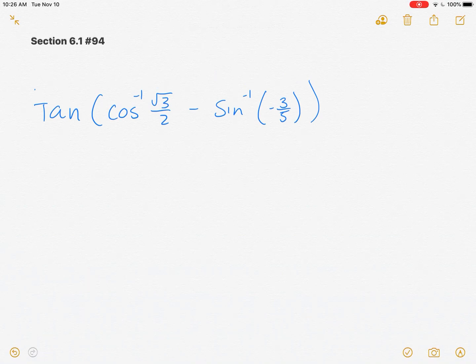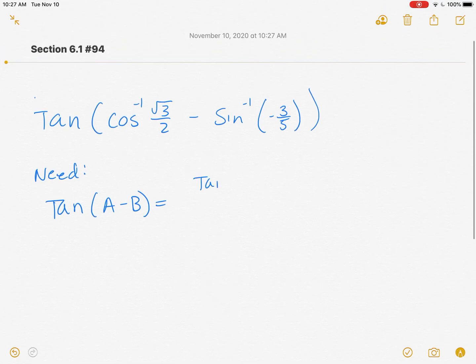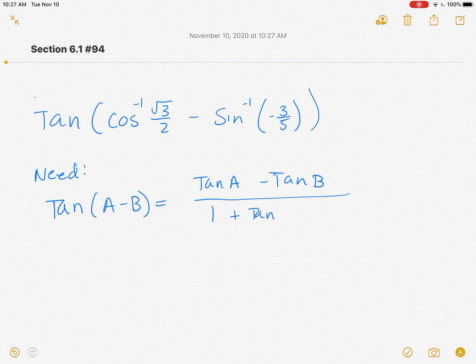And so there's a couple of things that I need. Let me just write that out. The first thing we need to know is what's the tangent of a minus b? We could look that up, maybe we have it memorized. Remember, it's the tangent of a minus the tangent of b all over 1 plus the product of the two. So this is the process that I need to go through.